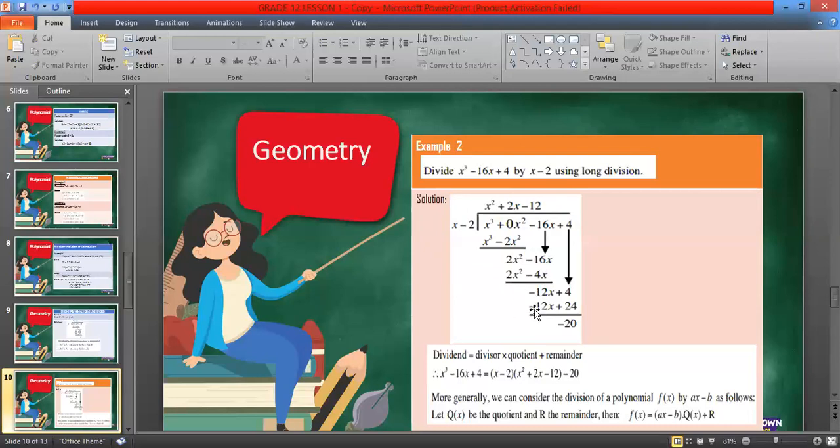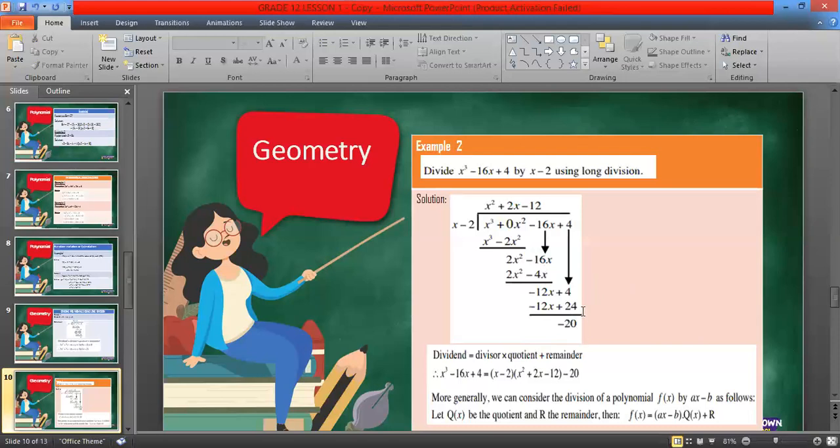Minus 12x plus 12x will give you 0. And then 4 minus 24 gives you minus 20. So here we have this. Here there's a remainder because now we're done with all the terms. There's something remaining here. We call it the remainder.